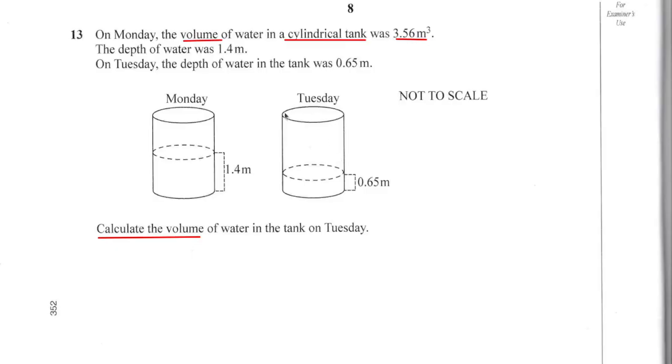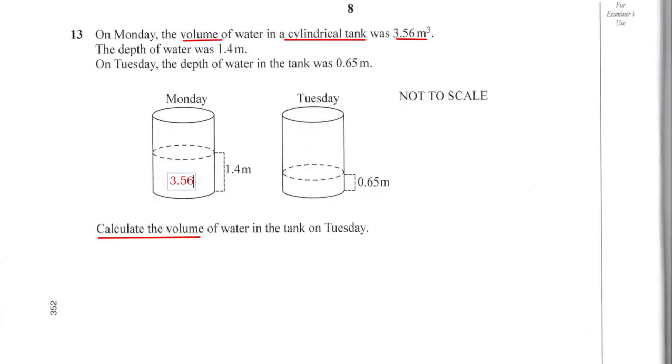Meaning the height of this tank and the radius of this tank is the same as the height of this tank and the radius of this tank. So being required to calculate the volume of the water on Tuesday, having the height of the cylinder, now we need the radius. So how do you find the radius? We are going to use the information from this tank, because we were told that this volume is 3.56 meters cubed.